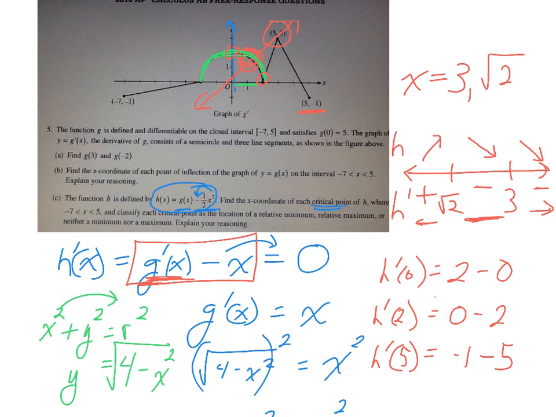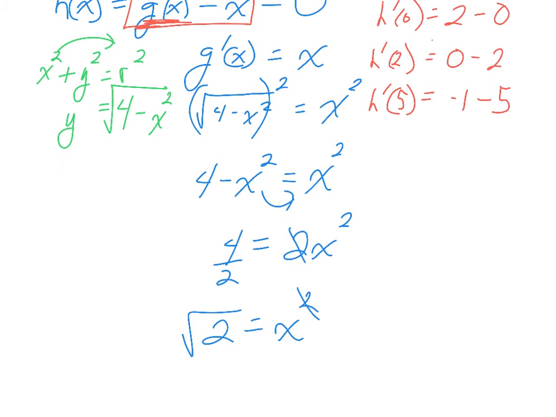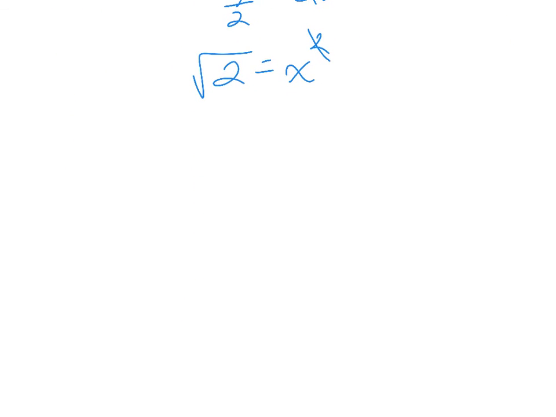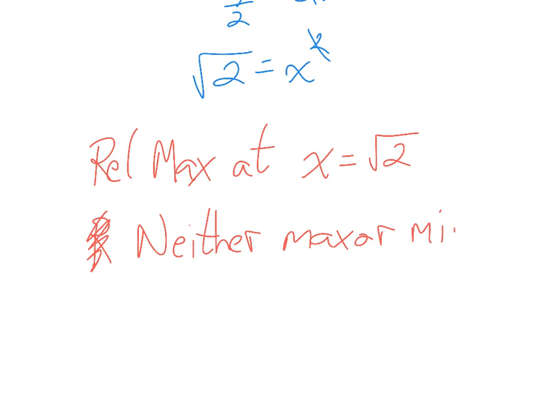Okay, so these are our critical points. Now let's just slide up and make sure we make that final statement. We get a relative max at x equal to root 2, and neither max nor min at x equal to 3. And there we go.